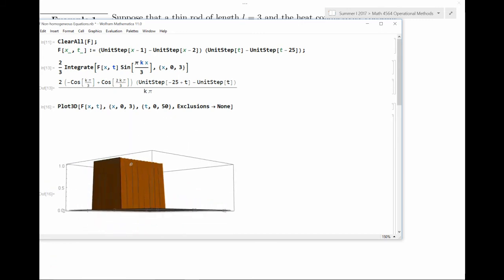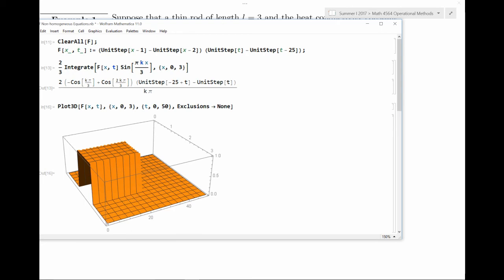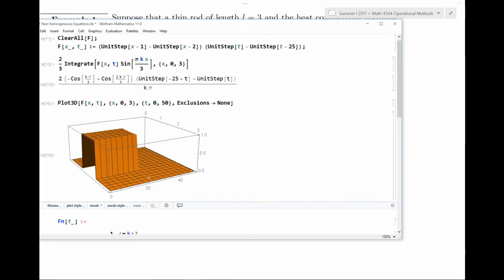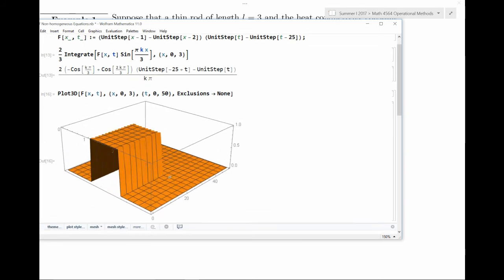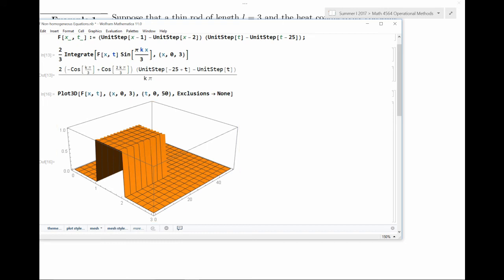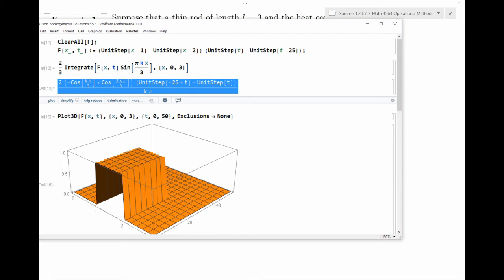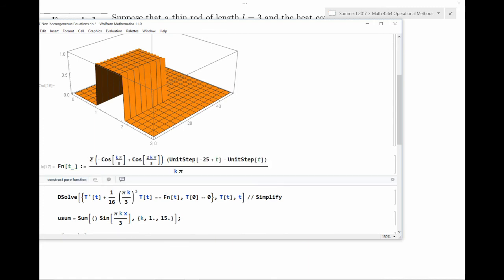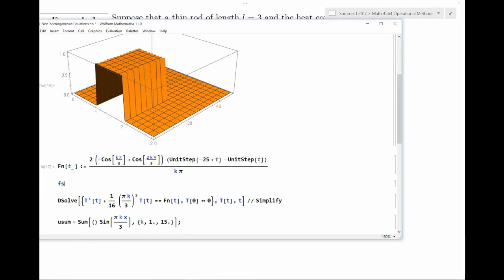So this is what's going on with my heater. It turns on at time equals 0, and it only heats up the middle section of the rod, and then it turns off at 25 seconds. Just out of curiosity, we can add up the Fourier series expansion. I'm going to copy the expression obtained for the sine series expansion. I'm going to give them name fn of t. And just out of curiosity, we can compute the summation of the sine series expansion of f of t and see what would be the graph of it.